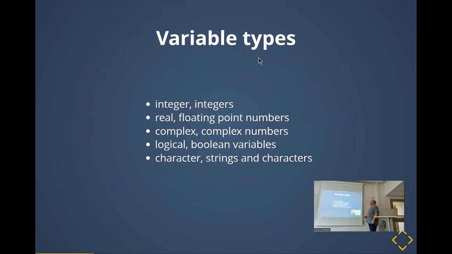The primitive types that are built in are integer, real, complex, logical, and character. Those are the main primitive data types that are built in. Then from these data types, you can create arrays and your custom derived data types that can consist of these primitive types.